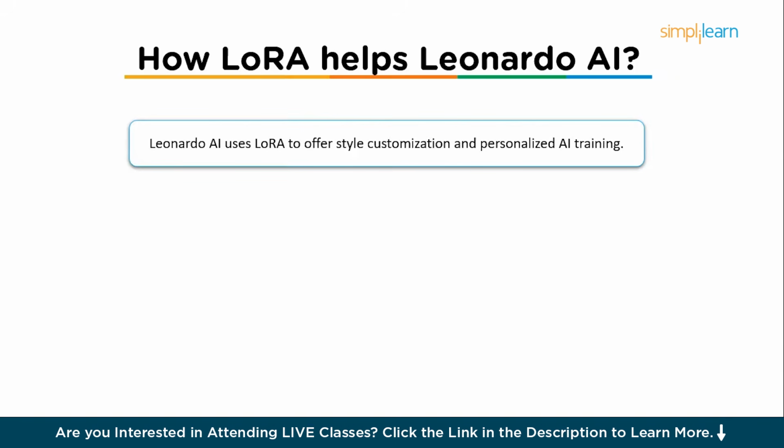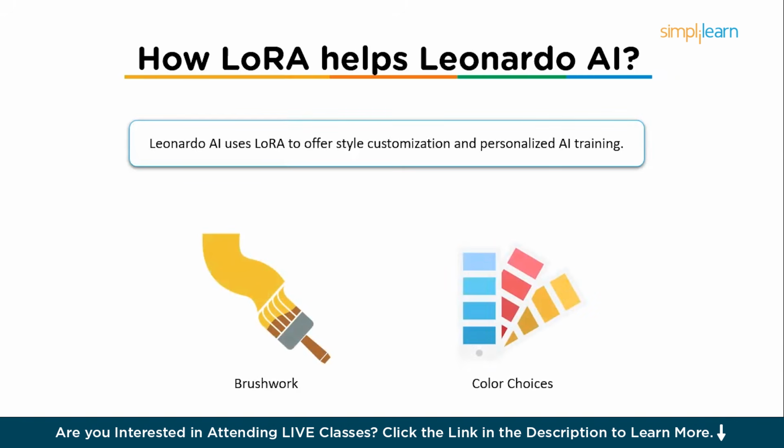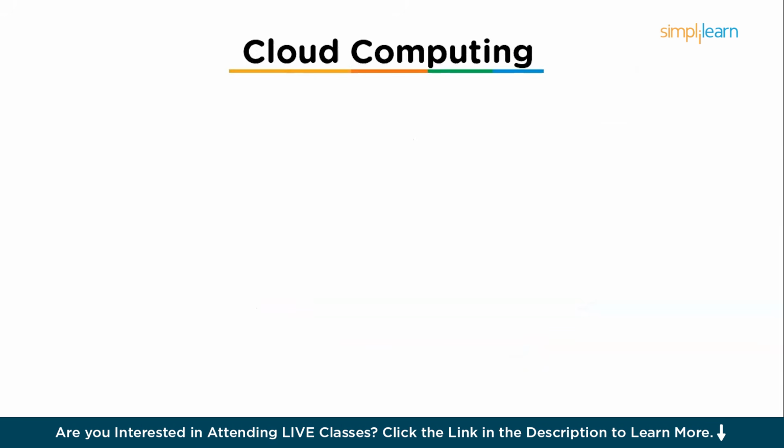For example, an artist could train Leonardo AI to mimic their brushwork and color choices, enabling the AI to generate artwork that feels hand-painted. Businesses can use LoRa to create branded AI visuals that align with their specific design aesthetics. So now moving on to the sixth one, we have cloud computing, which is powering AI with high-speed processing.